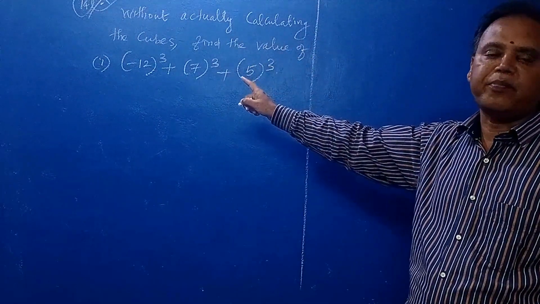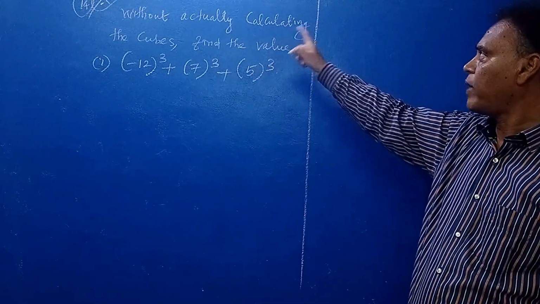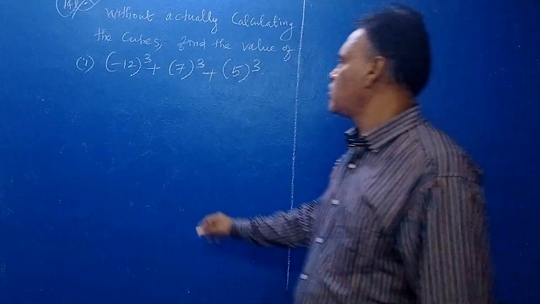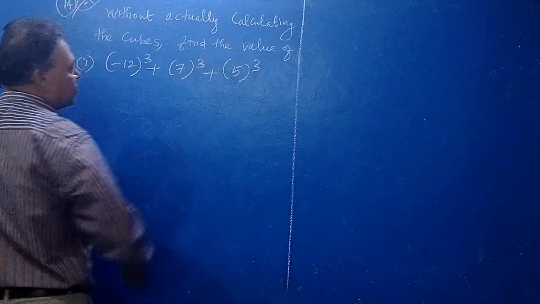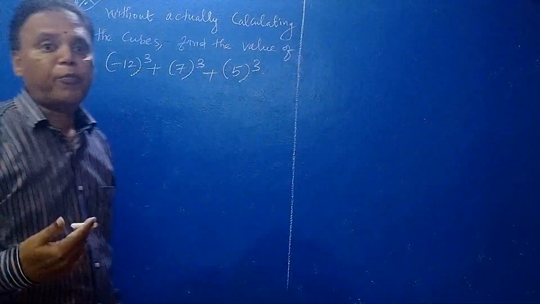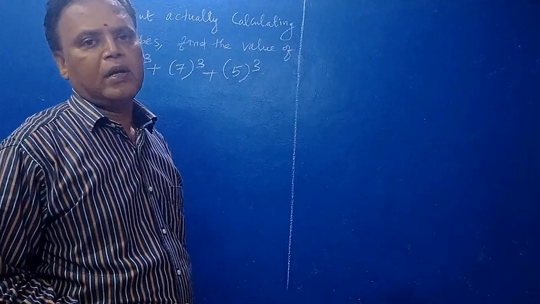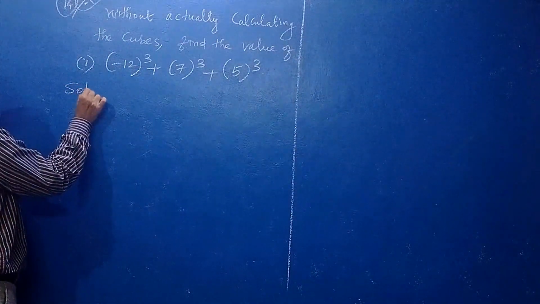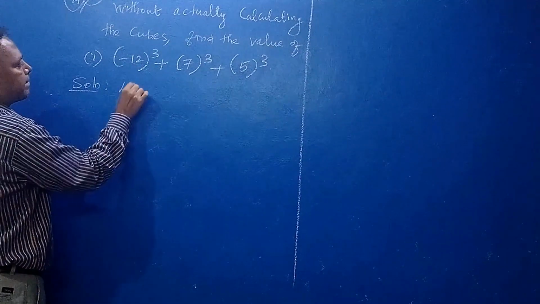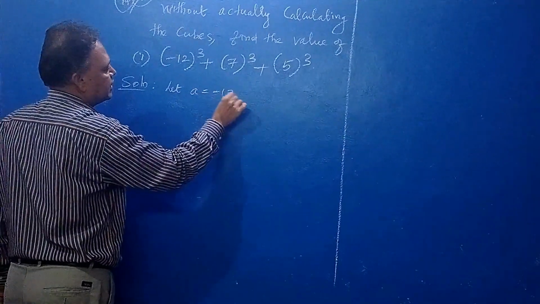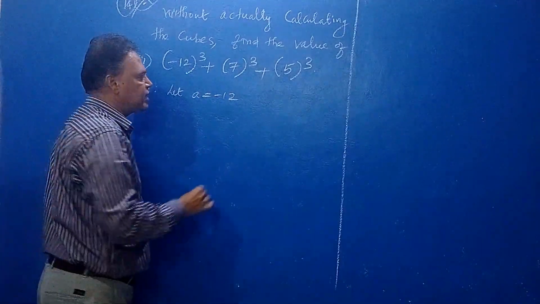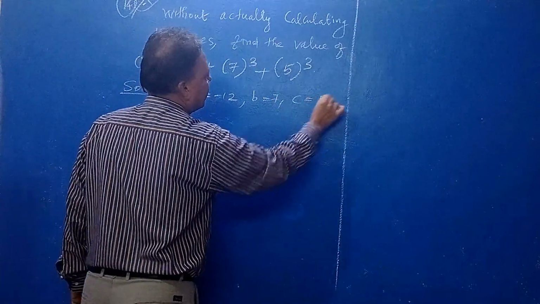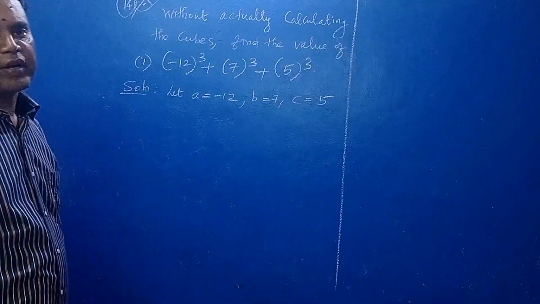Many times repeated question: without actually calculating the cubes, find the value of minus 12 cube plus 7 cube plus 5 cube. So you have to apply the identity. Clear? So how will you do this? First you take, let A be minus 12, B be 7, and C be 5.